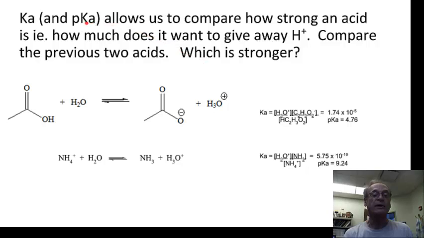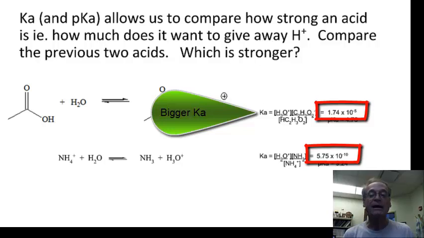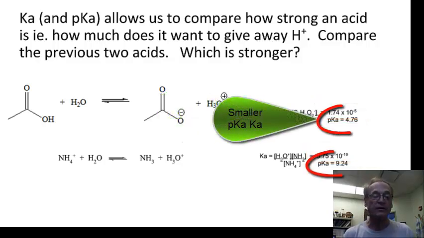So Ka and pKa allow us to compare how strong an acid is. For example, how much does it want to give away H+? That's what we mean by the strength of an acid. The stronger the acid, the more it wants to give away H+, so the bigger the Ka value would be, and the smaller the pKa value would be.